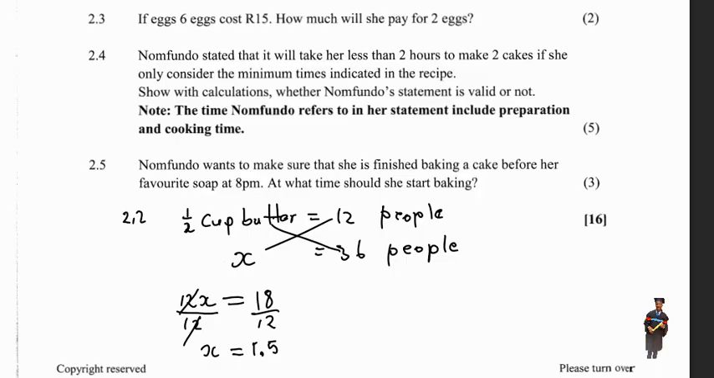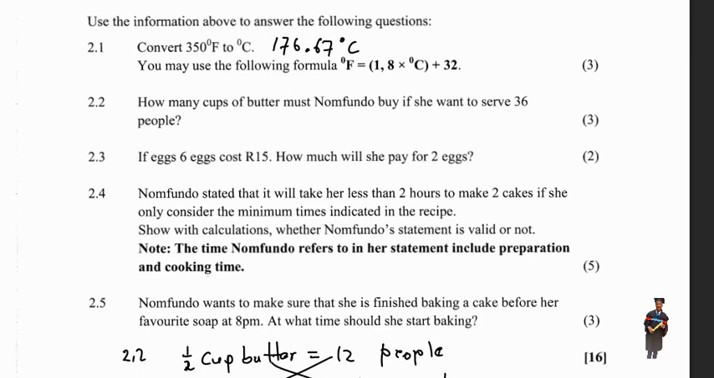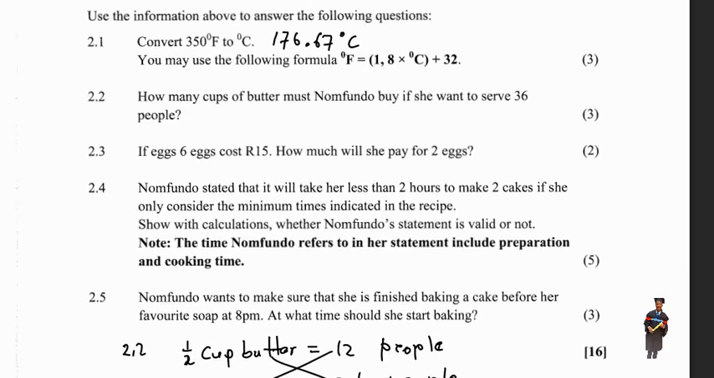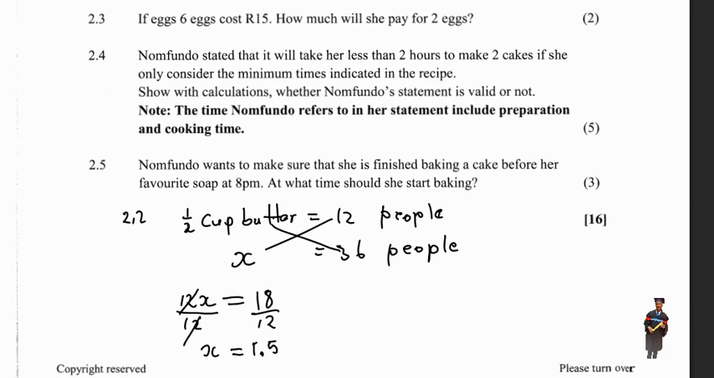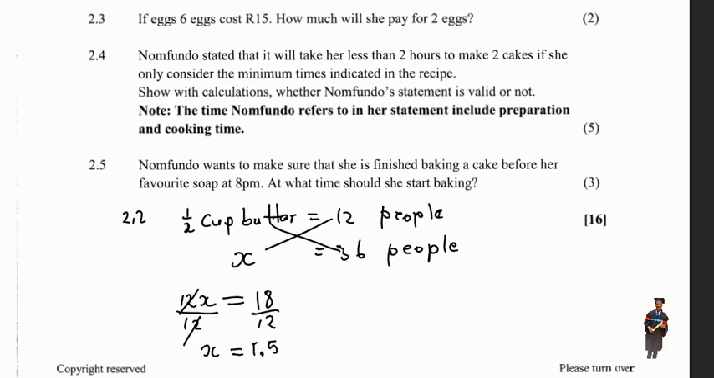which means that, okay, let's go back to our question so that we can conclude. How many cups of butter must Nomfundo buy? She must buy how many cups? How many cups of butter? All right, now let's check. Okay, it means that she must buy 1.5 cups of butter.